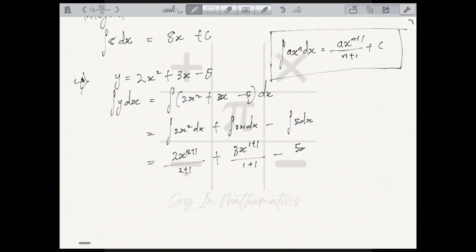Now, we know that whenever we integrate 2x squared, we have plus c. Whenever we integrate 3x, we have plus c. And whenever we integrate 5x, we have plus c. Now, instead of writing three plus c's, you can just have a final one, plus c. Therefore, simplifying further, we have 2x raised to power 3 over 3 plus 3x squared over 2 minus 5x plus c.